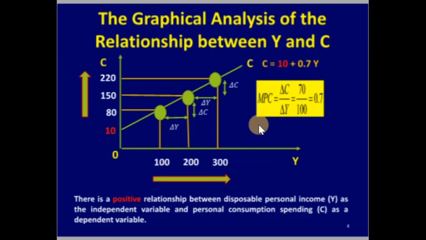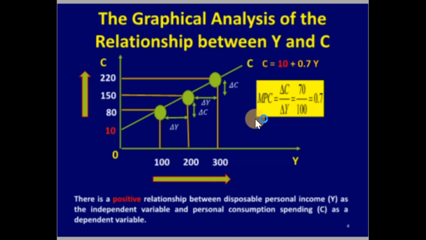You must remember that the total personal consumption spending equals two parts. The first part is known as the autonomous consumption, plus the second part is known as the induced consumption. When Y equals 0, the induced consumption equals 0. Therefore, the total personal consumption spending equals 10, or the total personal consumption spending equals the autonomous consumption spending.